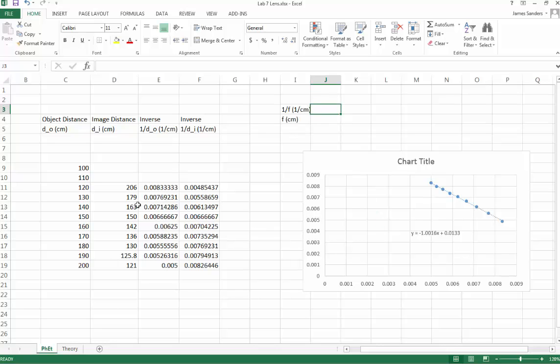There is a fancy way of pulling this data out of the data set using what's called the linest function, but I don't want to go into that today. So I'm just going to type it in from what I see on the graph. 0.0133. Since this column represents 1 over f and this is f, this one is 1 over this one, which means that this one is also 1 over this one. So I can go 1 over this.